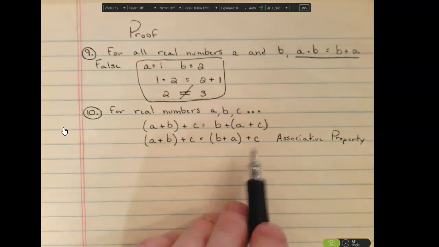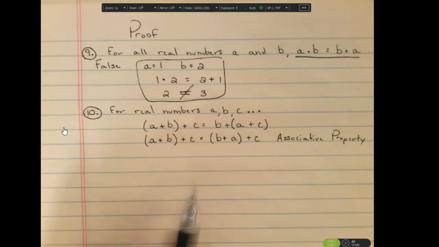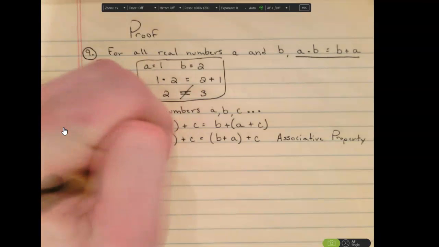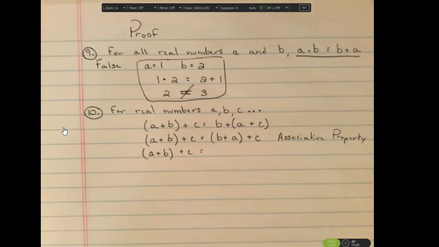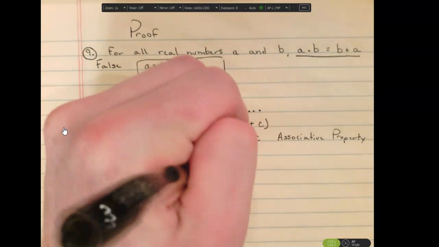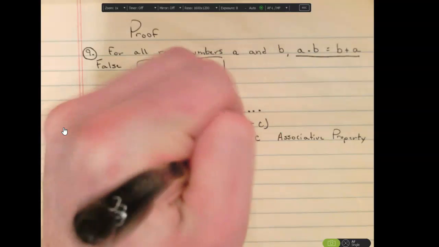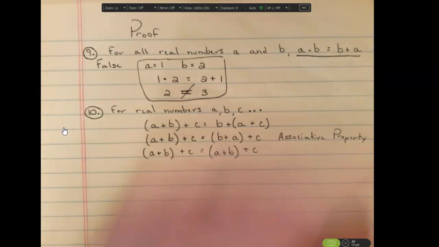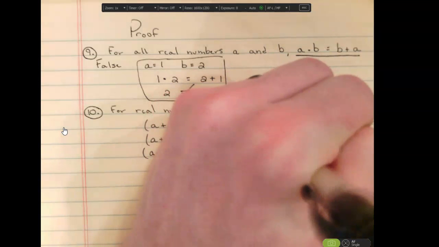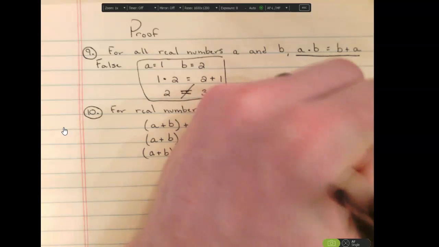It doesn't quite look like the left side, but I can do one more step where it looks identical. How can I do that? I can just flip this into a plus b instead of b plus a. And now my left side is identical to my right side. And I did that through the commutative property.